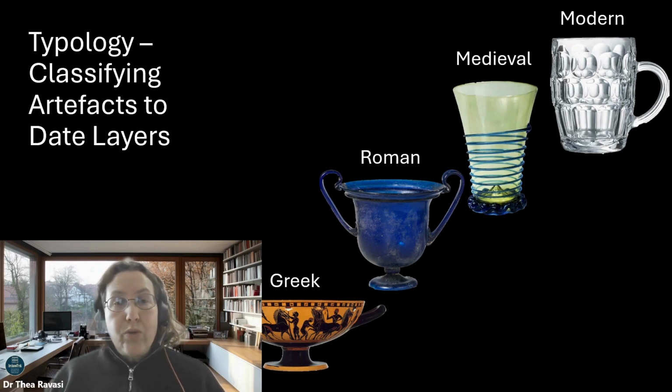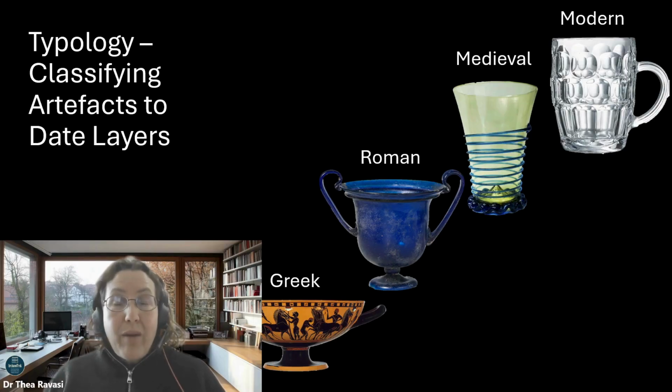So in order to use artifacts, we look at a couple of things. One is typology. Archaeologists historically have developed typologies of artifacts, which is the study of styles and how they change over time. So you see in this image, for example, a series of drinking vessels. One is Greek, one is Roman, a medieval one, and a modern one.